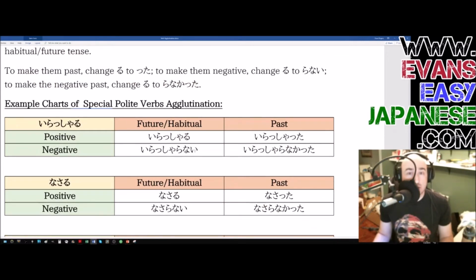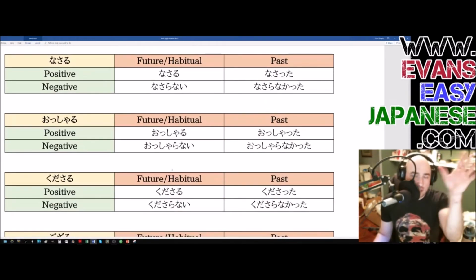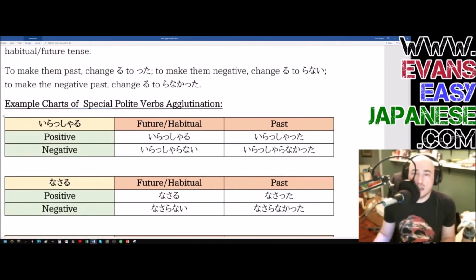Irasharanai. So the E sound changes to a kata. You're done. Irasharanai. Nasaranai. I don't need to go through the whole thing. You got it. Okay. Irasharu.